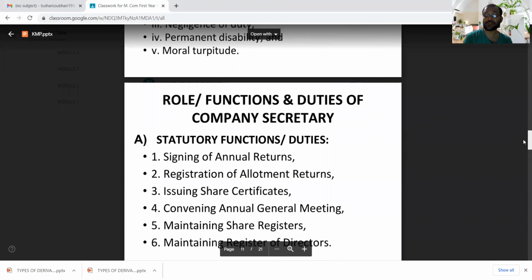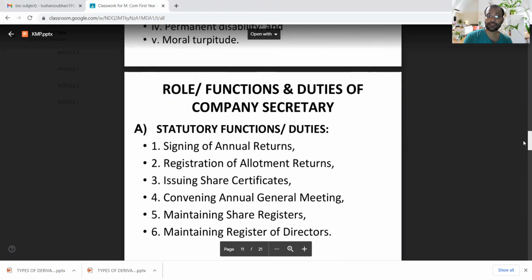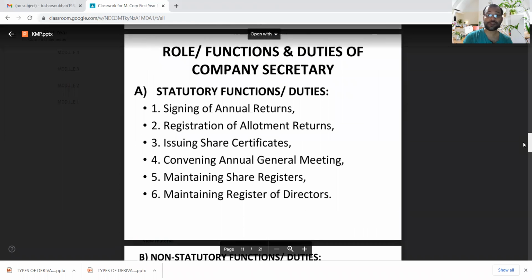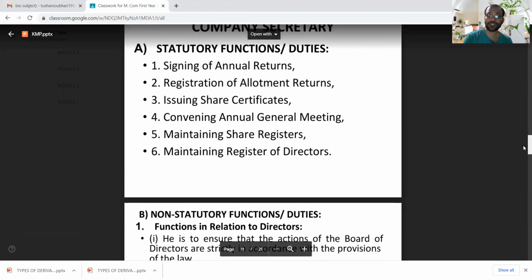Role, functions, and duties of company secretary. The first category of the roles, functions, or duties are statutory functions or duties. Important question. They include signing of annual returns, registration of allotment returns, issuing share certificates, convening the annual general meeting, maintaining share registers, and maintaining the register of directors.